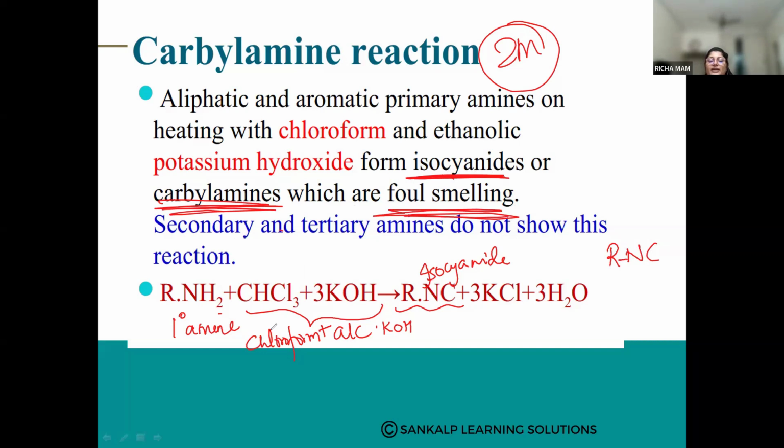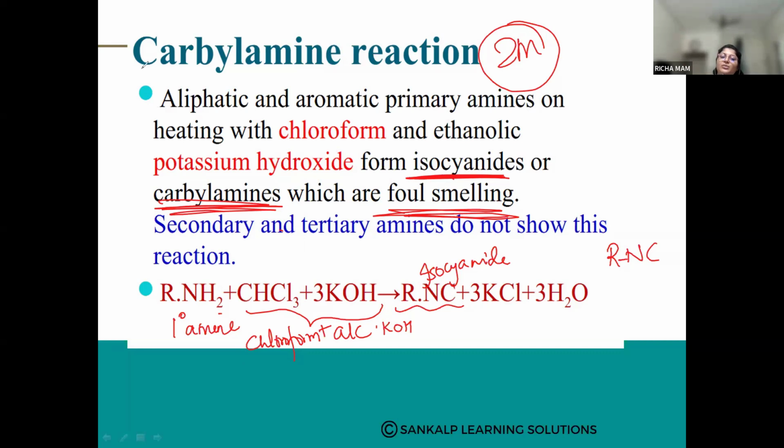So, a primary amine, aliphatic or aromatic, you heat it with chloroform and ethanoic KOH, that is alcoholic potassium hydroxide, and it forms isocyanide or carbalamine. What do you get? Isocyanide. Very, very important.